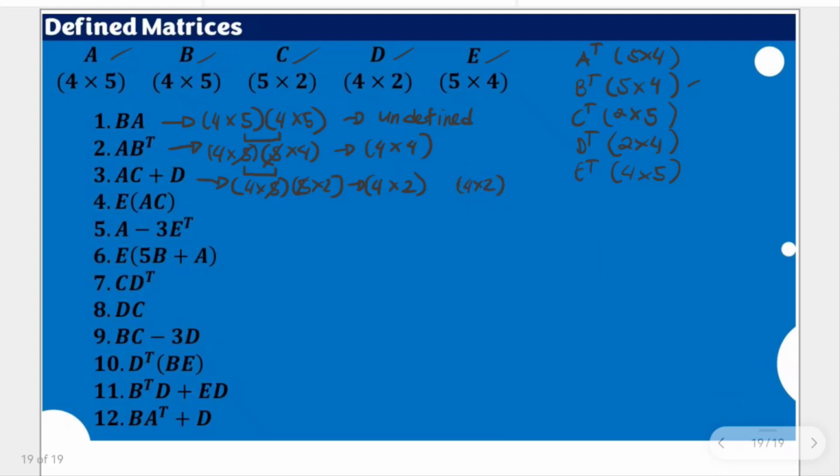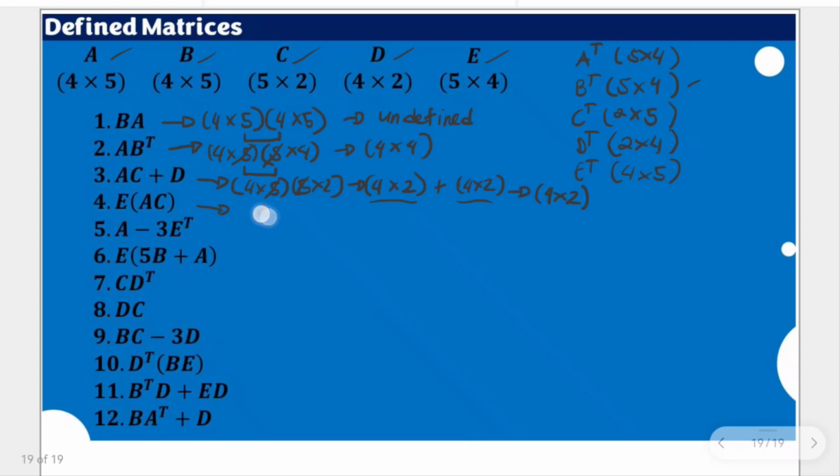But if you are going to add, you don't need to look into the inner values. When you add, it's only defined if the sizes are the same. Noticeably, the result of AC is 4 by 2 and your matrix D is also 4 by 2. In short, the result of the entire operation is defined and the resulting size is also 4 by 2. For subtraction and addition of matrices, they must have the same sizes.